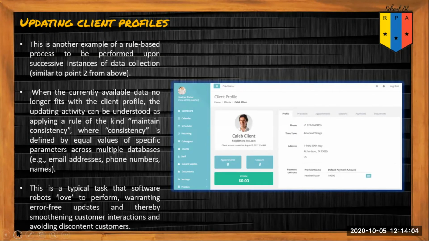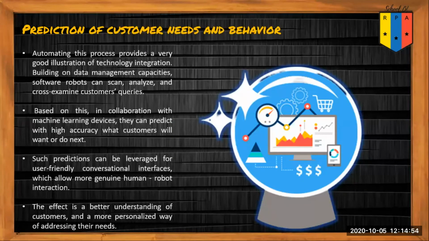Updating client's profile. This is another example of a rule-based process to be performed upon successive instances of data collection. Currently available data no longer fits with the client profile. The updating activity can be understood as applying a rule of the kind maintain consistency, where consistency is defined by equal values of specific parameters across multiple databases. For example, email addresses, phone numbers, names, etc. This is a typical task that software robots love to perform, ensuring error-free updates and thereby smoothing customer interactions and avoiding discontent customers.